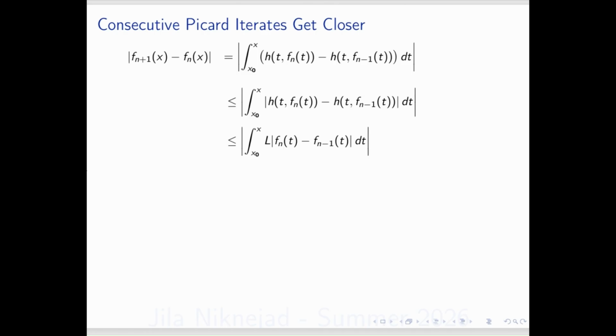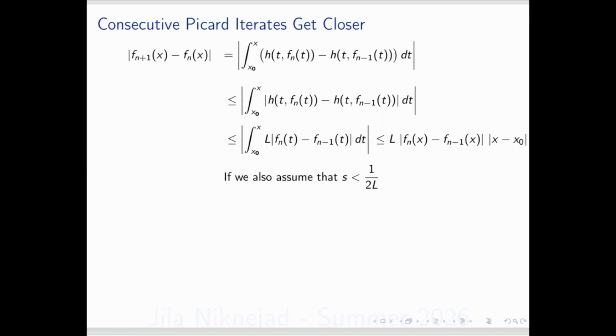This is according to the last results from the last page, because this absolute value integrand in the line above is less than the integrand in the line below, according to that result. Now, this is less than or equal to L times the absolute value of f n of x minus f n minus 1 of x times the absolute value of x minus x naught.